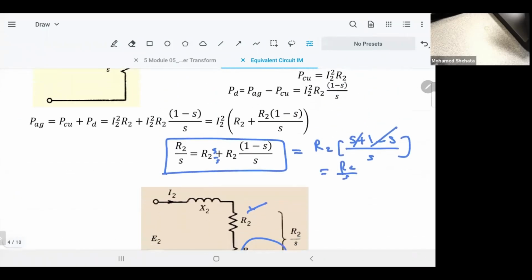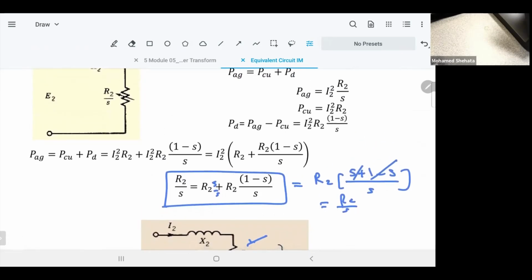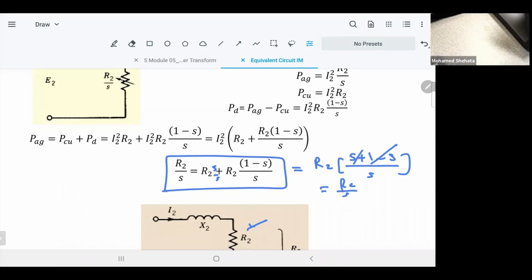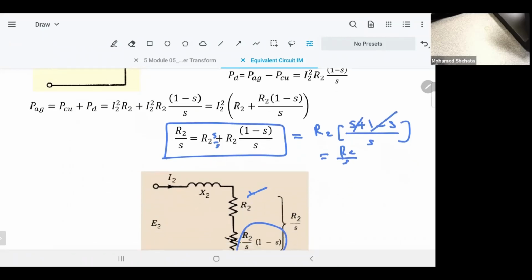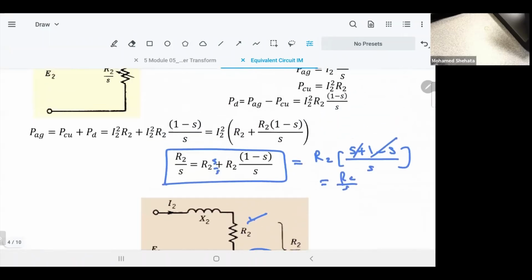The old relationships that we found. First of all, you have to know which power is related to which resistance. When I explained it to you, I know that you understood it. But now you have R2 over S, R2 times (1 minus S) over S. So let's organize our thoughts to make everything clear. First of all, the power connected to the air gap equals I2 squared times R2 over S. So R2 over S is related to what? To the air gap power.